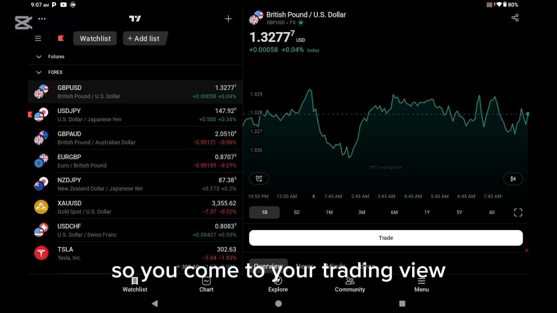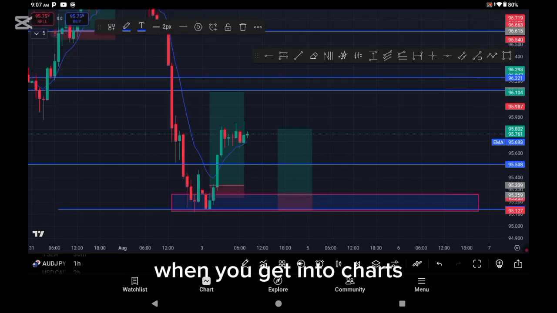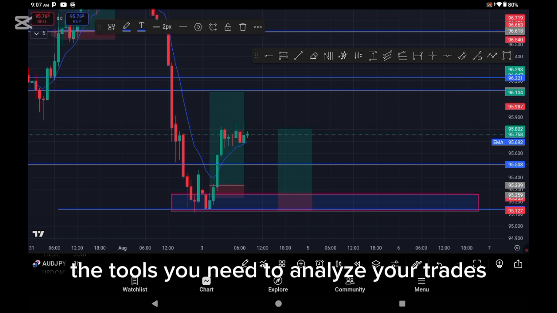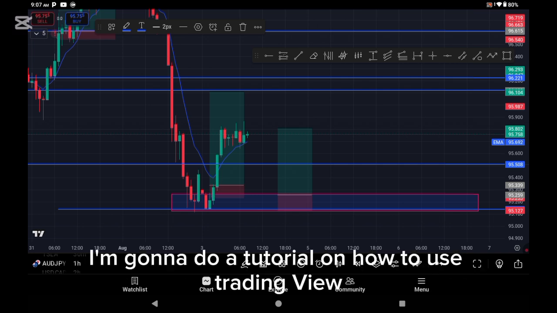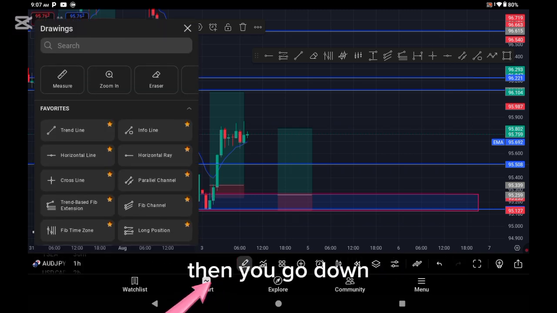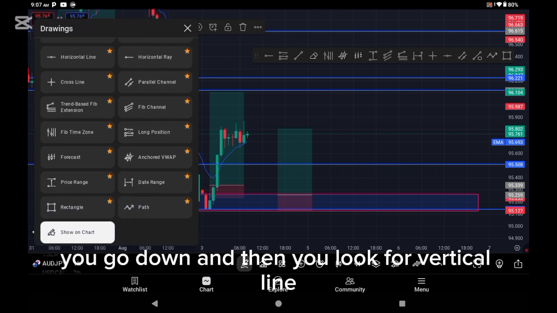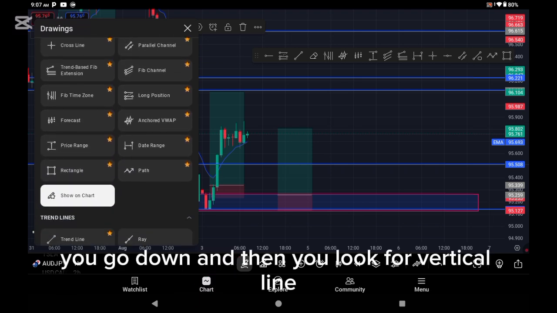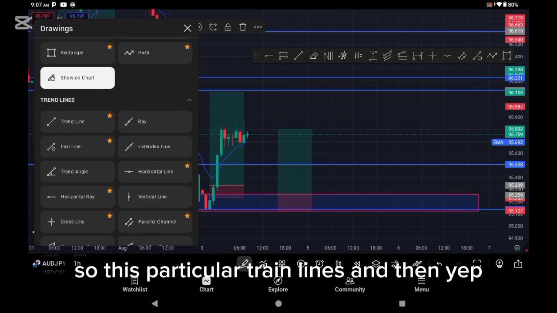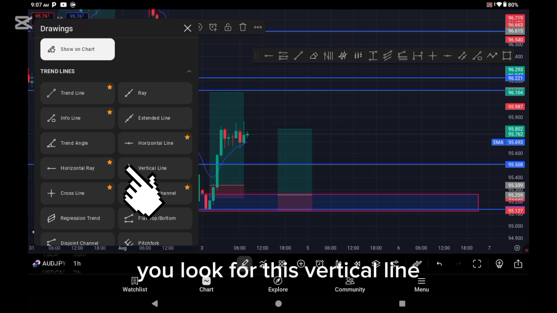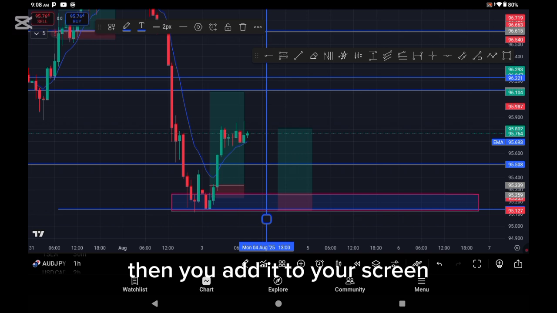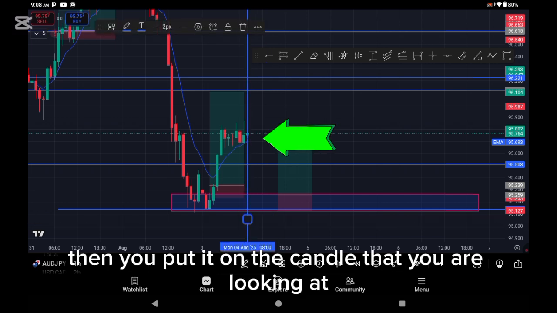So you come to your TradingView, you open charts. When you get into charts, you are going to go into your tools, the tools you need to analyze your trades. If you're new on TradingView, I'm going to do a tutorial on how to use TradingView. But you come to this tool here, then you go down, and you look for the vertical line, under the trend lines. You look for this vertical line, then you add it to your screen. Then you put it on the candle that you are looking at.